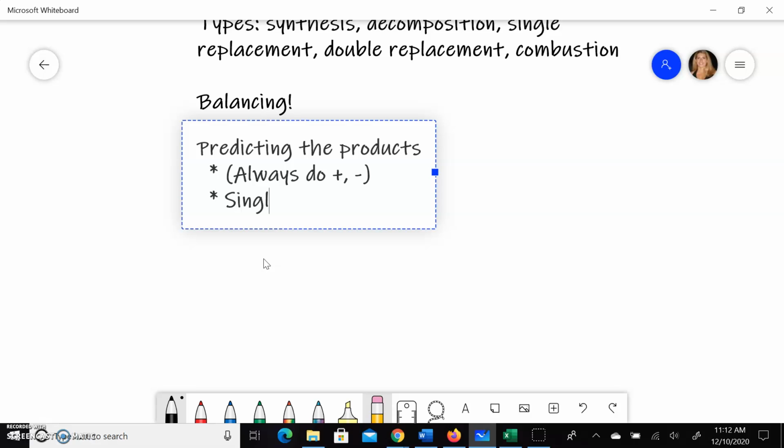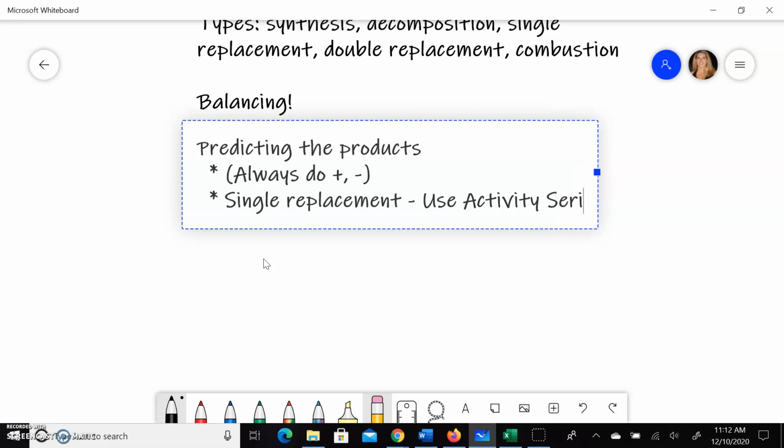If it's single replacement, what you're going to do is use the activity series, which is in your reference packet. So this is the list of chemicals. It kind of ranks them in order of how reactive they are.